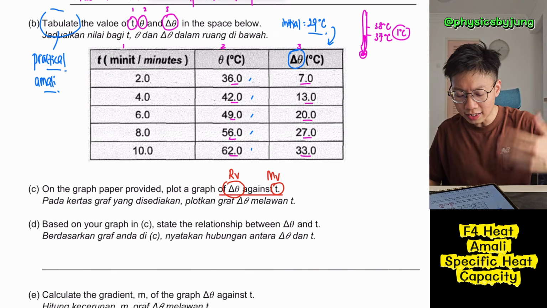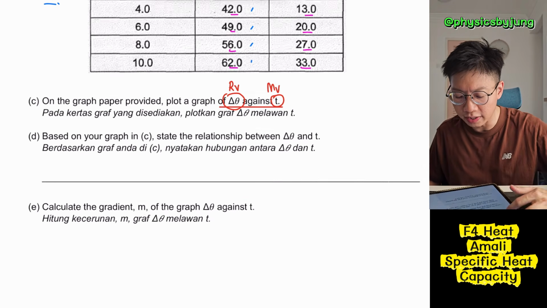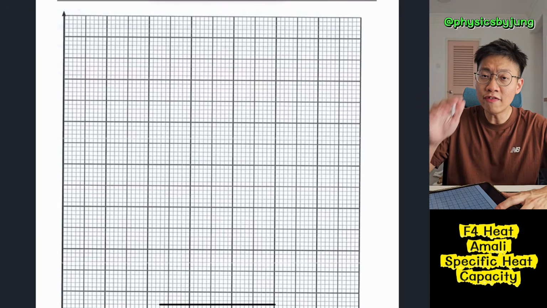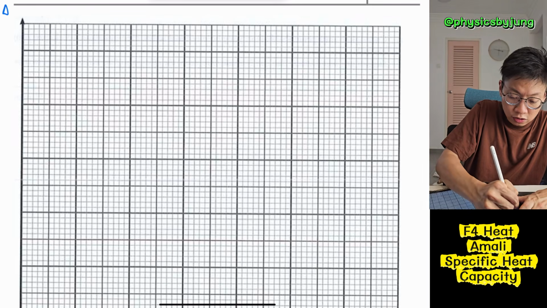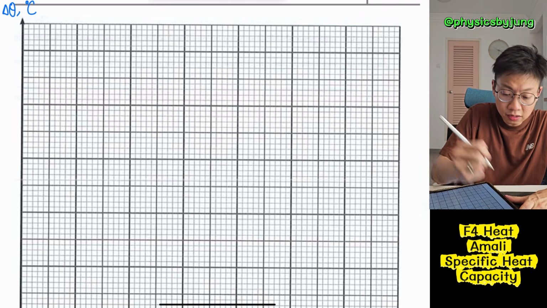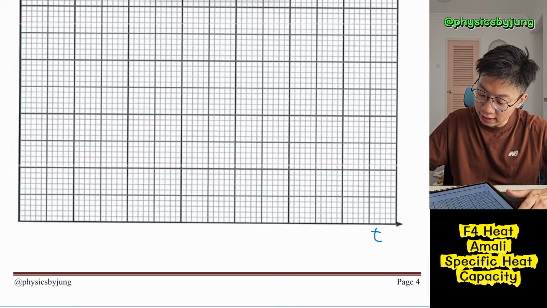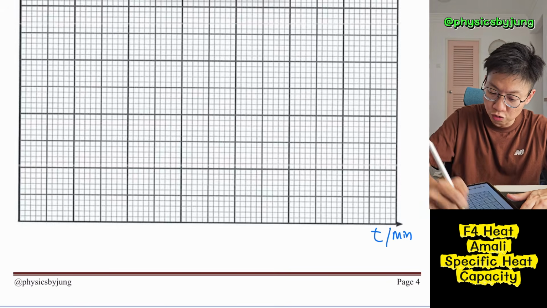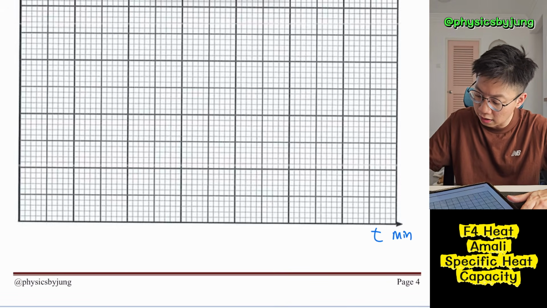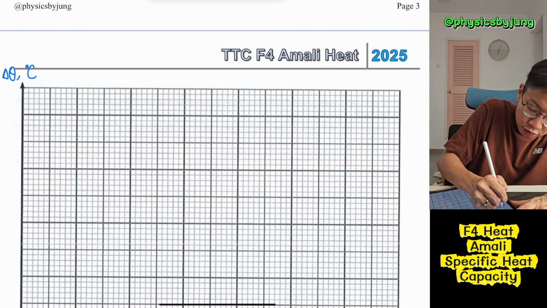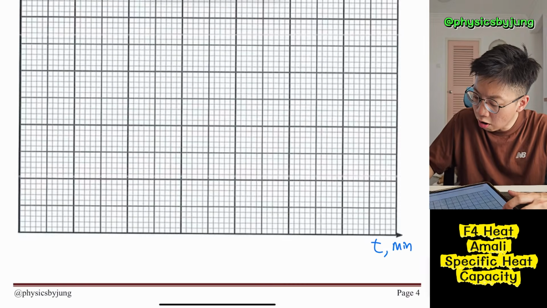Okay, so once you're done with this, on the graph paper provided, plot a graph. So we're going to plot a graph. So your graph, y-axis, x-axis. This is your change in temperature, degrees Celsius. Make sure you write the symbol with the unit. Make sure you write the symbol with the unit as well. So t minutes, theta degrees Celsius. Okay, you can use a slash, you can use a comma.